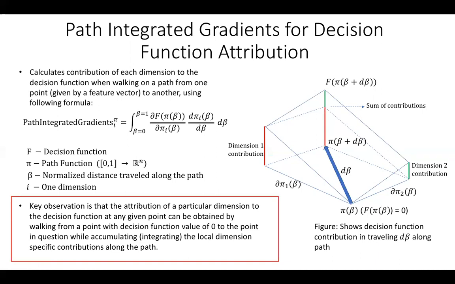And this is the key observation and calculation of the integrated gradients algorithm. That is, to accumulate the local dimension-specific contributions as we walk along the path. Mathematically, it is computed by integrating dimension-specific partial derivatives of the decision function along the traveled path. So now, with this, the background description is complete, and we are ready for explaining SVM decision function attribution using integrated gradients in the following video.